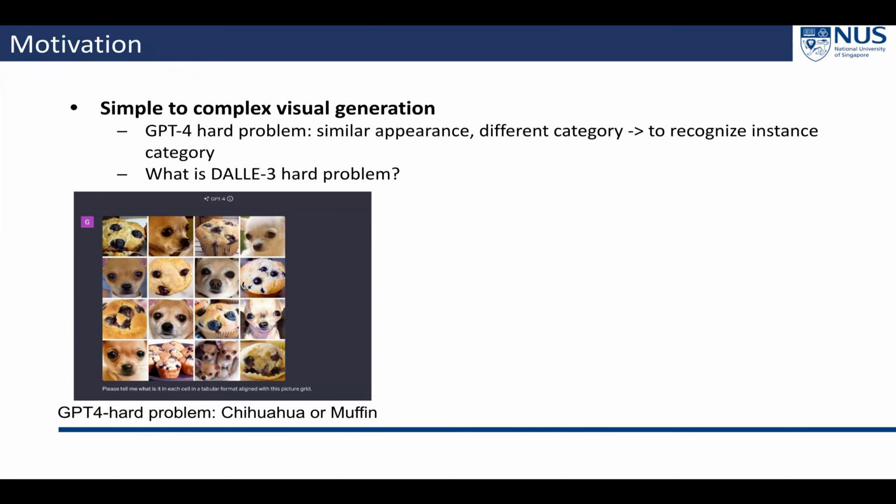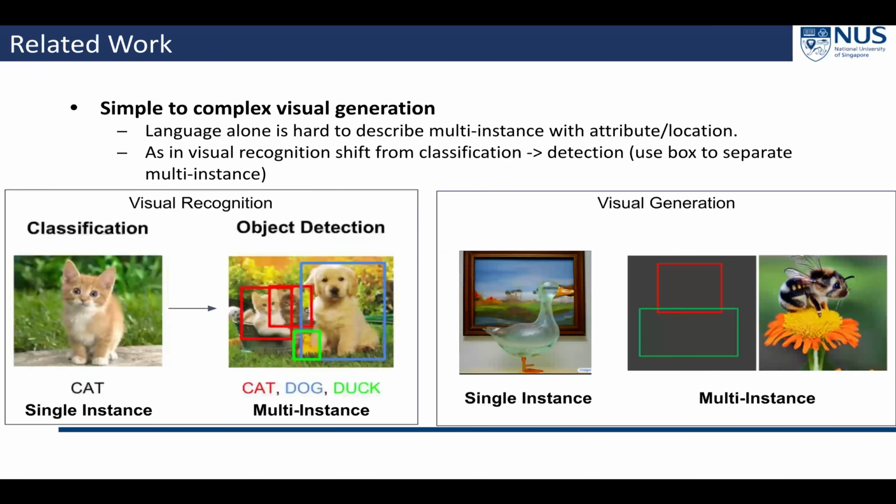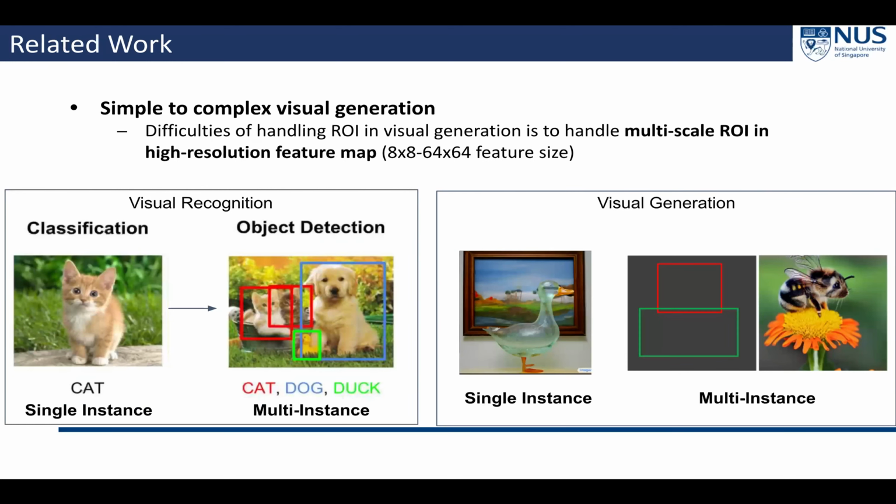So what is the DALL-E 3 hard problem? We can see DALL-E 3 finds it hard to generate similar categories, to generate instances with discriminative appearance. So we look back to visual recognition, which evolved from classification to object detection, from single instance to multiple instances with bounding boxes to separate each instance. In visual generation, we also observe a move from single instance generation to controlling multi-instance generation with bounding boxes.